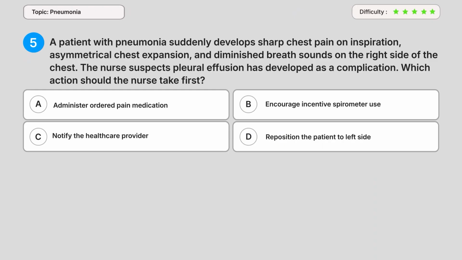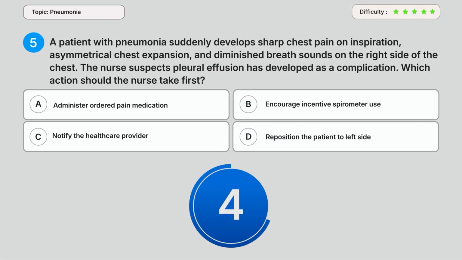A. Administer ordered pain medication. B. Encourage incentive spirometer use. C. Notify the healthcare provider. D. Reposition the patient to left side. Do you know the answer?